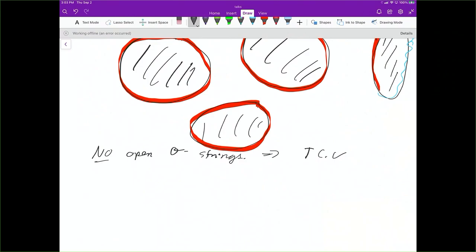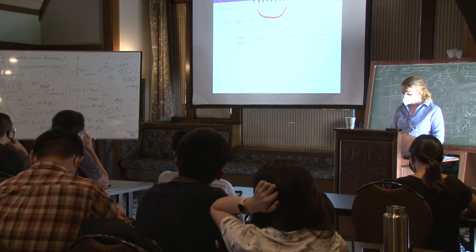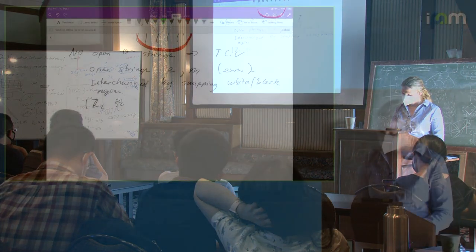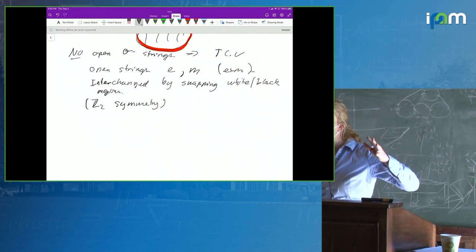But you can also convince yourself that you do have open strings corresponding to E and M, and also E times M. And when you flip all of the spins on the plaquettes, these are interchanged by swapping white and black regions. So the global Z2 symmetry, all it does is go to these plaquettes and turn all the black plaquettes white and all the white plaquettes black.